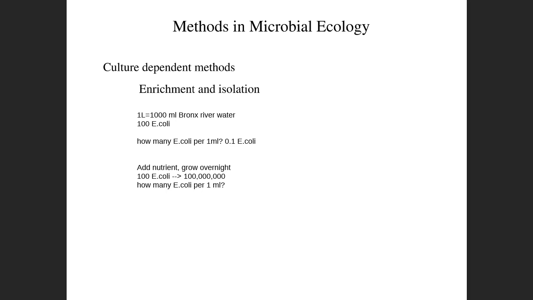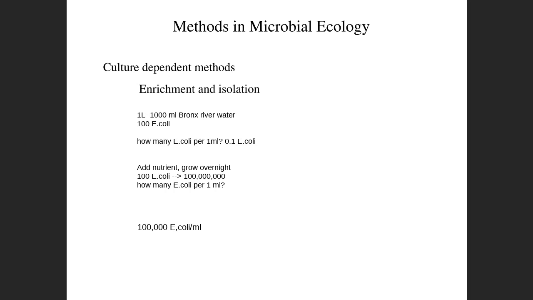So now the question is, how many E. coli per ml now? That's 100 million, right? So would it be 1 million now? No, it'd be 100,000. Yeah, if you just move the decimal point over a couple places, it's 100,000. Right.